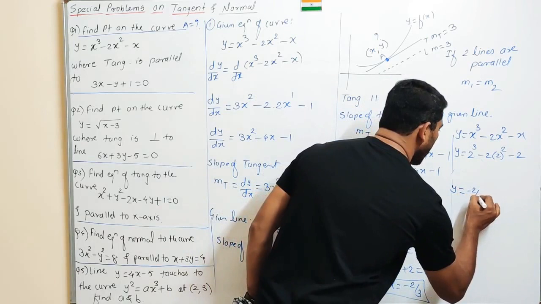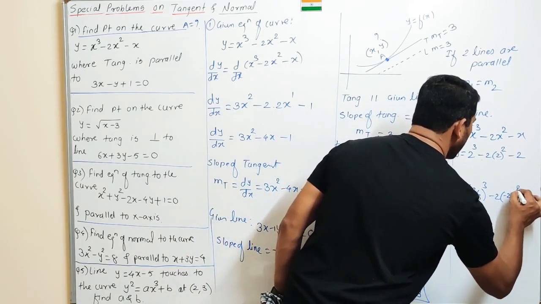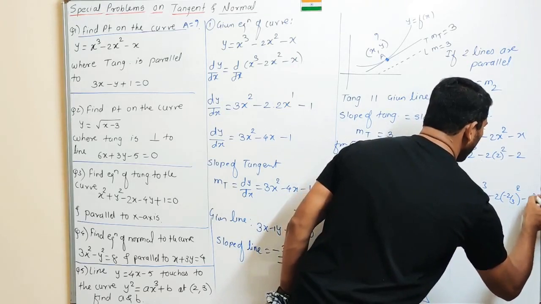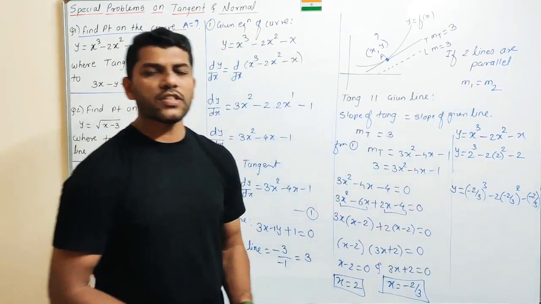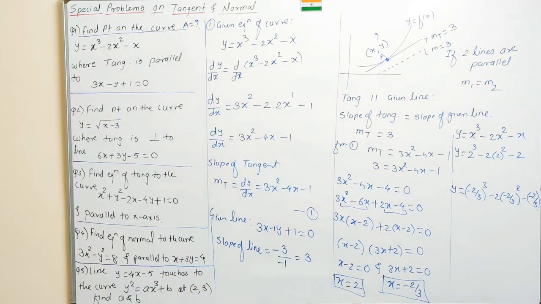the same expression. So minus 2 by 3, its cube, minus 2 into minus 2 by 3, its square, and minus of 2 by 3. So I request every one of you, please simplify and find out these values of y. I hope every one of you is ready with the final answer.